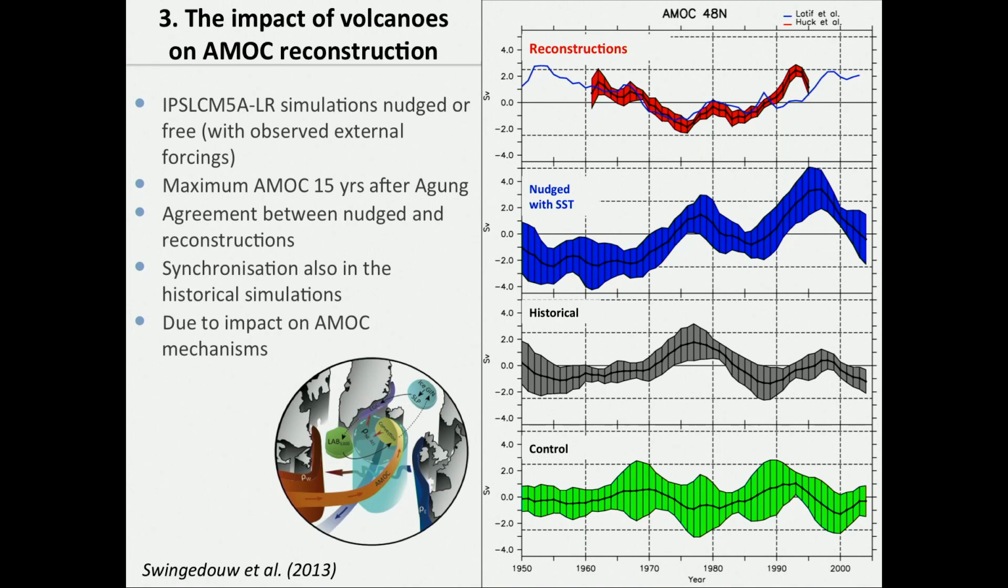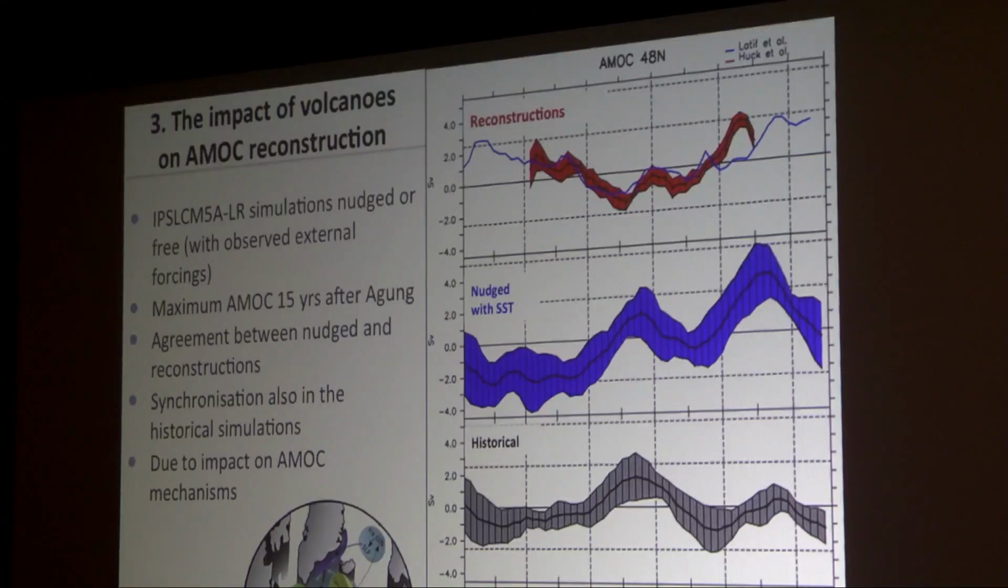So quickly, the impact of volcanoes on AMOC reconstruction. Again, this is the AMOC in the historical runs, in the nudge runs. We have two peaks, in the end of the 70s and the 90s. And the only thing common between those two is the external forcing.